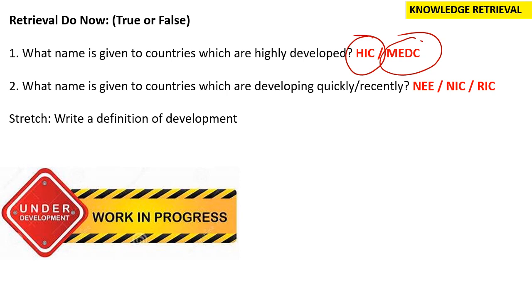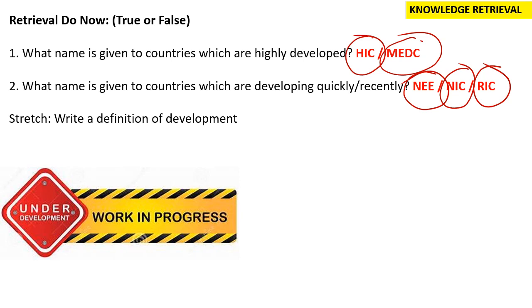What name is given to countries which are developing quickly, recently? The phrase we've used in previous lessons is newly emerging economy. Countries like China, India, Brazil, which are developing very fast recently. You may sometimes see them called newly industrialized countries, NICs, or recently industrialized countries.